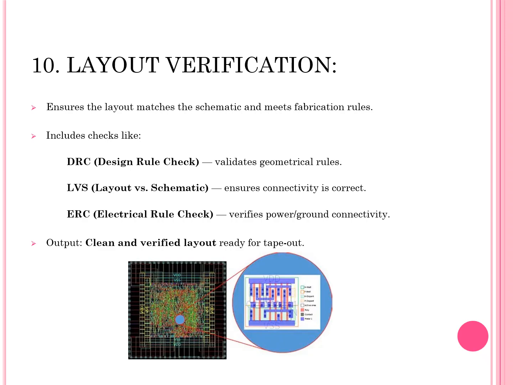And then ERC, which is Electrical Rule Check. It validates correct power and ground connections. Once these checks are clean, we get a verified layout that's ready for the tape out, meaning it can go for fabrication.